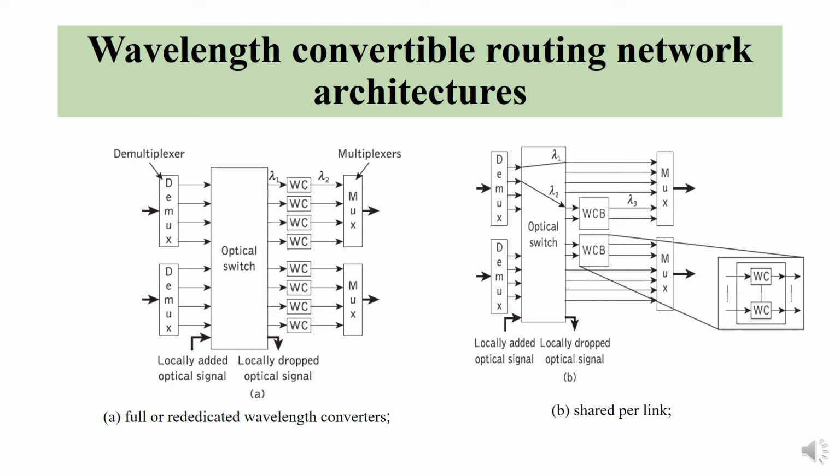In figure B, we can see that a sparse wavelength convertible network architecture is used, which employs a number of wavelength converters as a wavelength converter bank, that is WCB. That is, WCs are organized in a WCB. In this arrangement, only required wavelength channels are switched through the WCB. Here, wavelength channel lambda 2 is converted to lambda 3 using the WCB.